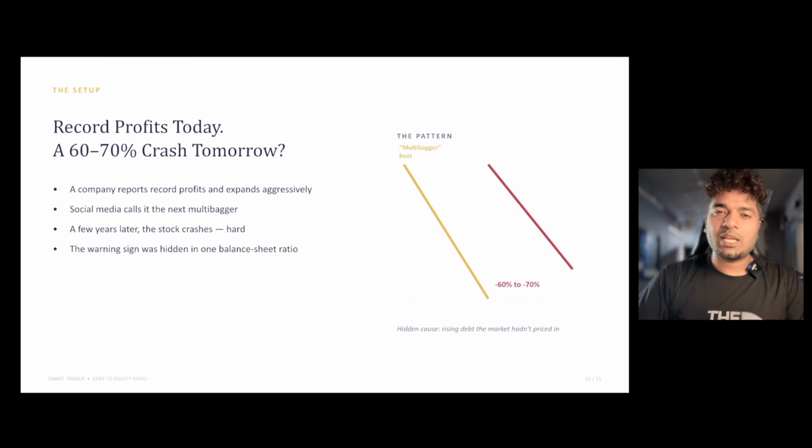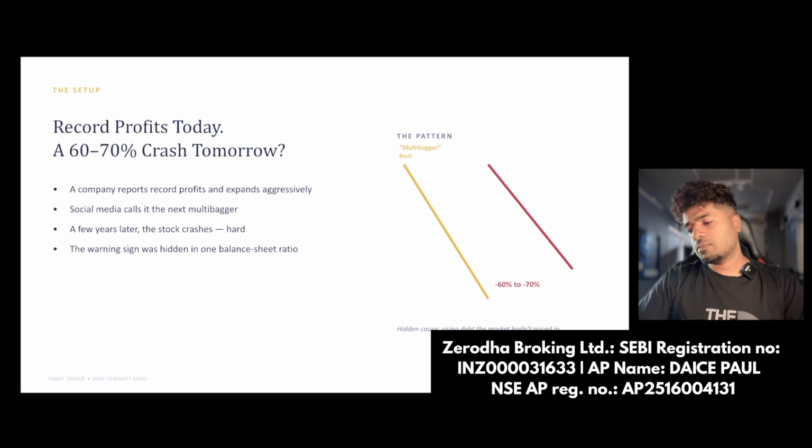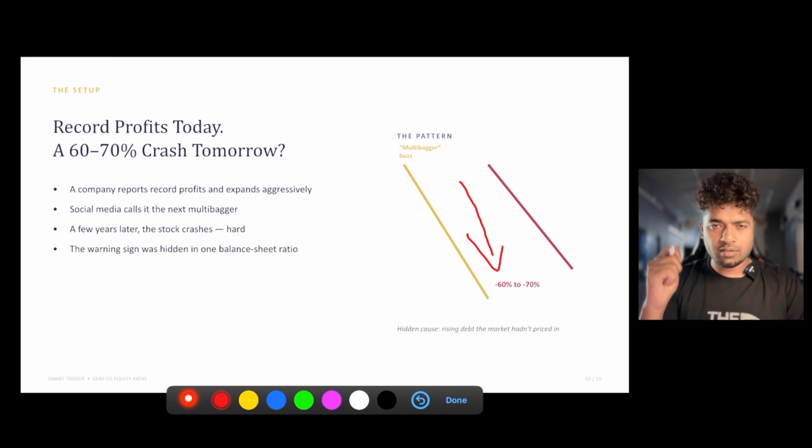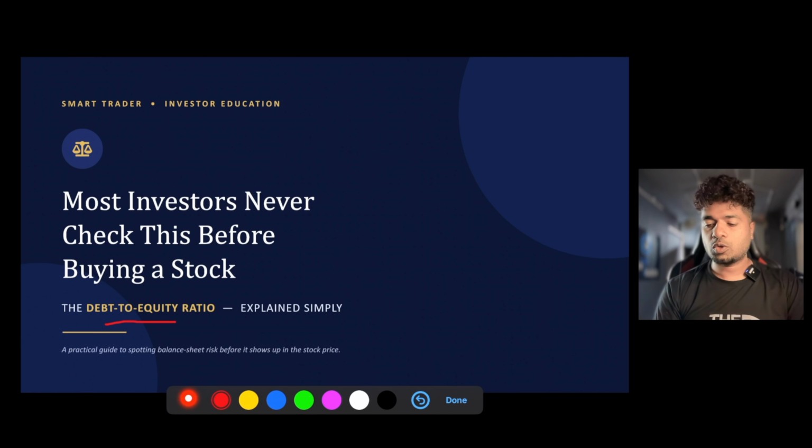Have you ever seen a company reporting high profits and expanding aggressively, and everyone on social media calling it the next multi-bagger? But a few years later, the stock crashes, let's say 60% to 70%, and even 100% in the case of JP Associates, the recent story. One of the reasons behind this can be hidden in a single financial ratio, the debt to equity ratio. Today, I'll show you what it is, how to calculate it, what is considered good or bad, and how I personally use it before investing.